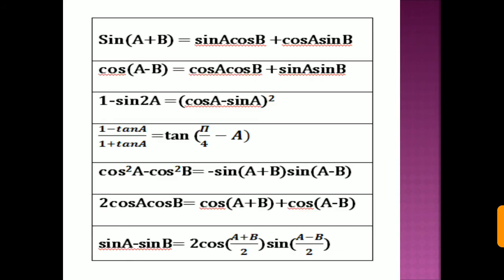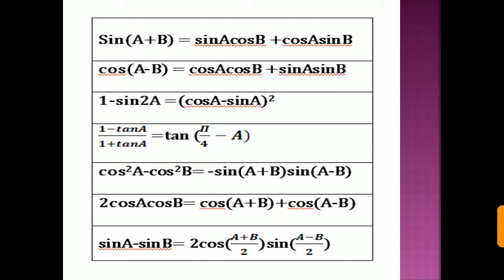Next, sin (a plus b) is equal to sin a cos b plus cos a sin b. Cos (a minus b) is equal to cos a cos b plus sin a sin b. 1 minus sin 2a is equal to (cos a minus sin a) whole square. (1 minus tan a) upon (1 plus tan a) is equal to tan (pi by 4 minus a).